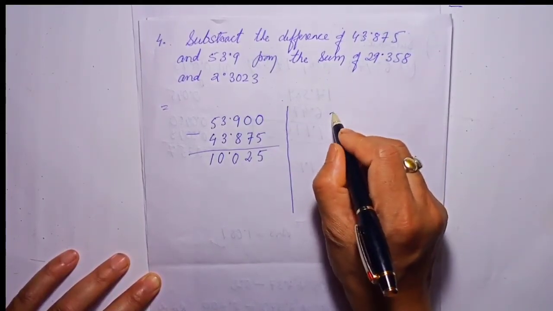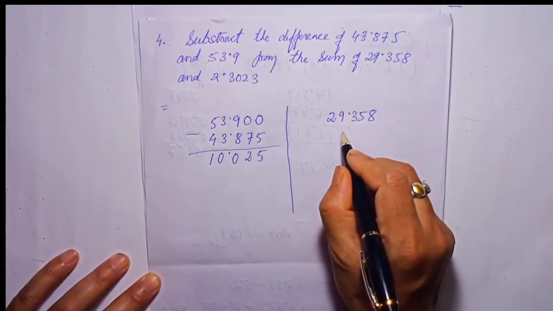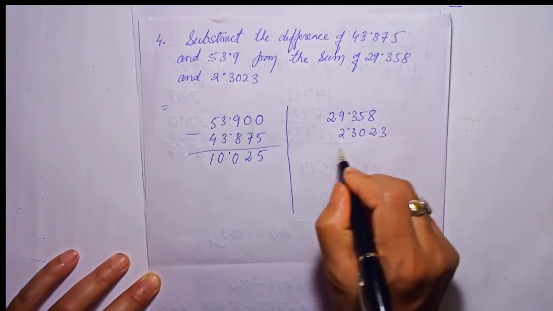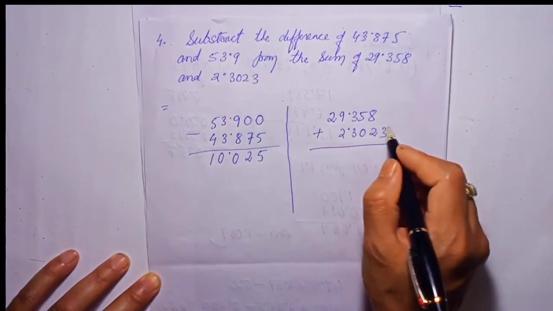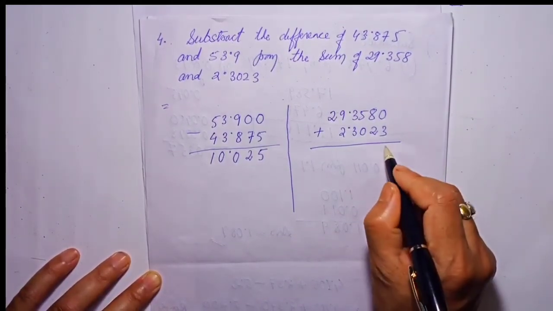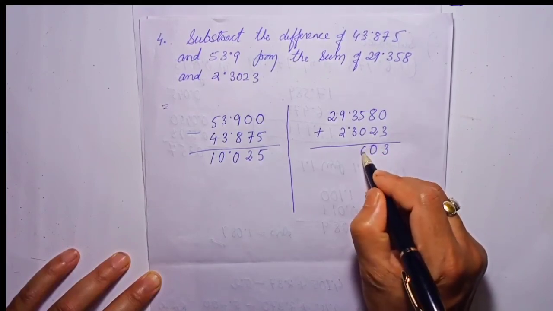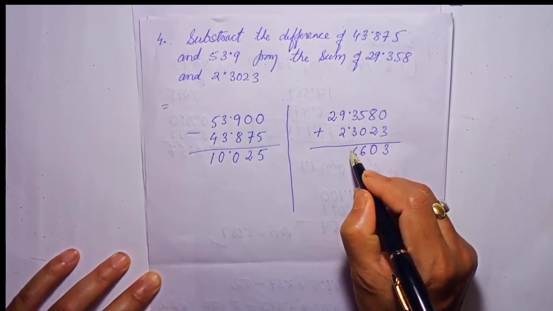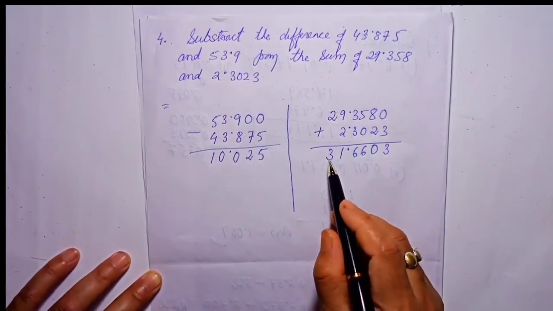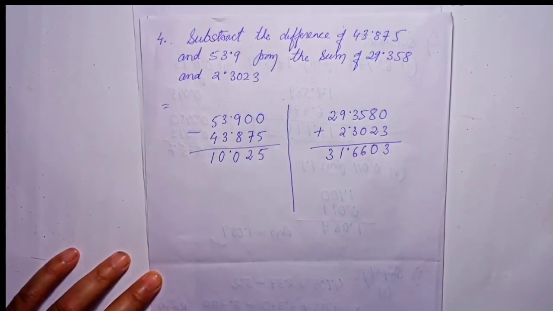Now calculate the sum of these two numbers. Okay, now sum of these two numbers, 29.358 and 2.3023. Have to add this. You make this, put a 0 here. If you add this, it will be 3. It is becoming 10, 0, 6, again 6, 11, 3. Okay, what are we getting? 31.6603.